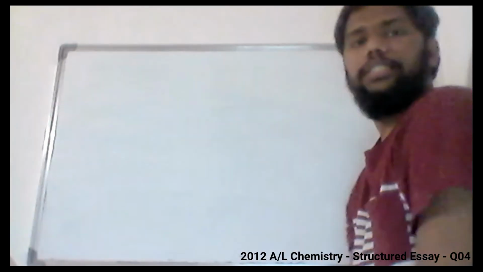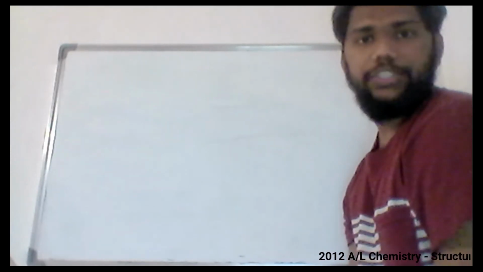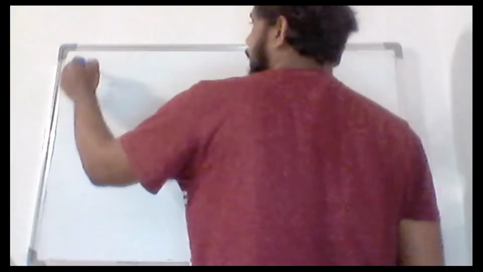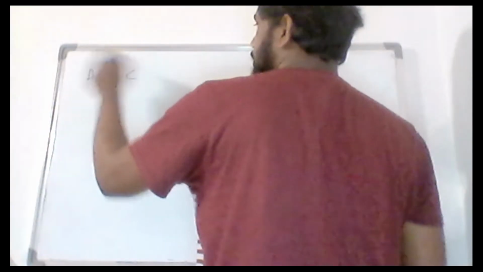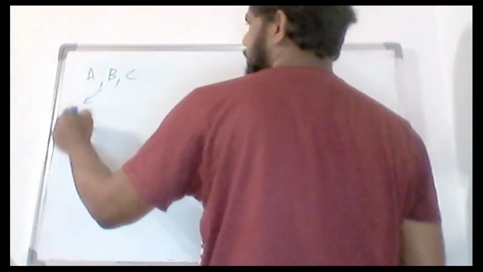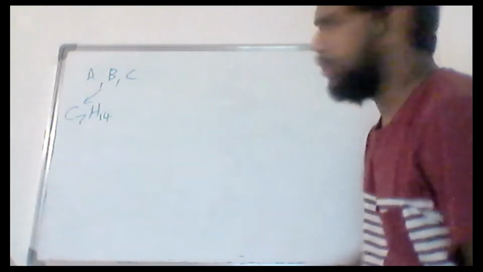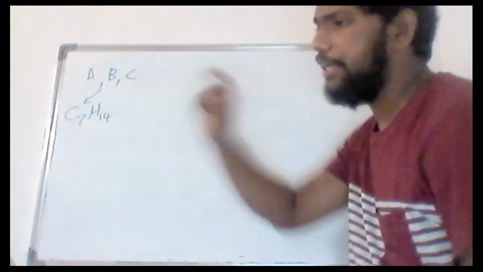Okay, so we have to move on to the organic question very quickly. So, right, ABC are three isomeric hydrocarbons. So we have A, B, C, C7H14. Okay, so first point, C7H14.